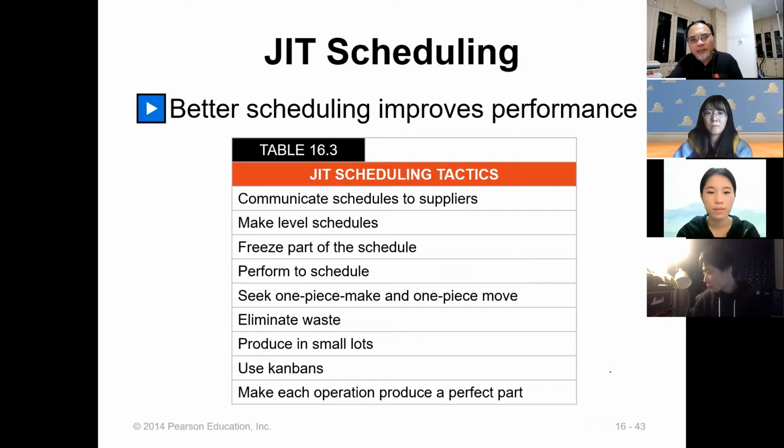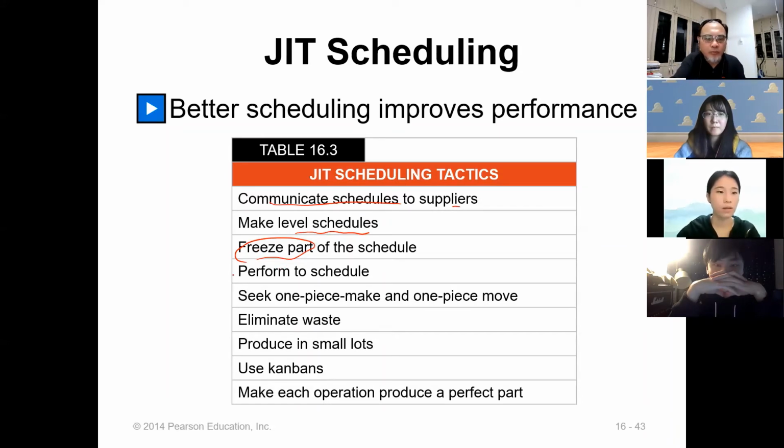For example, if you want to make sure that scheduling is successful in JIT, you need to communicate schedules to suppliers. Suppliers must know how much to produce, when to produce, and when to deliver in a just in time system, okay? You make a level schedule, so this is Heijunka. You freeze part of the schedule, meaning you fix the time frame. If it is 1 week, if it is 2 weeks, you freeze the quantity to be produced. You cannot change abruptly, okay?